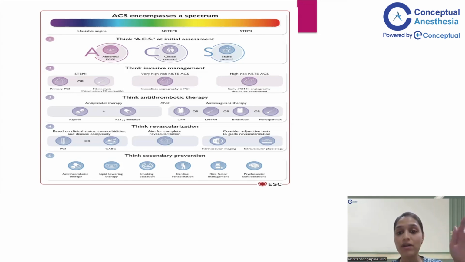It is important to know the guidelines because there is one fixed way of going about the treatment of these patients. That is why we'll discuss the guidelines which revolve around the topic. So for ACS, these are the first three things that you should assess for the initial assessment of the patient. One is abnormal ECG, C is the clinical context, your presentation, and S is the stability. If you have an unstable or a complicated patient.